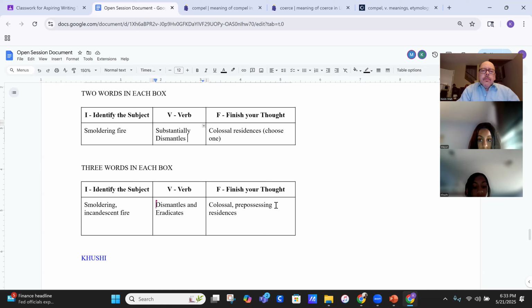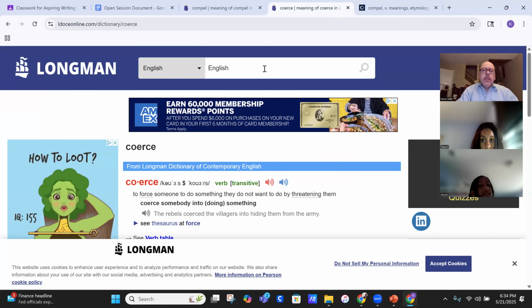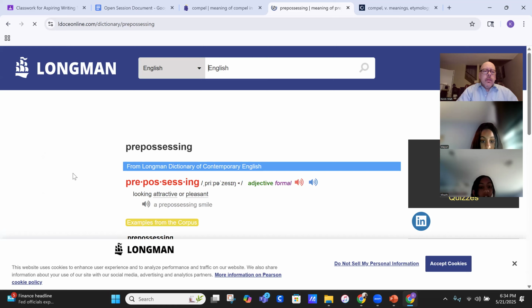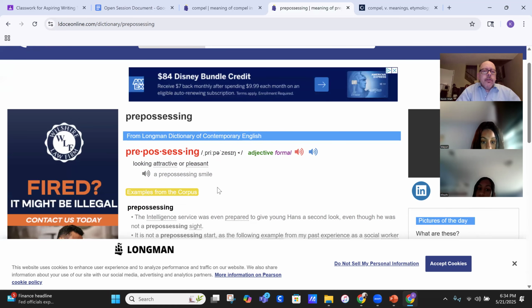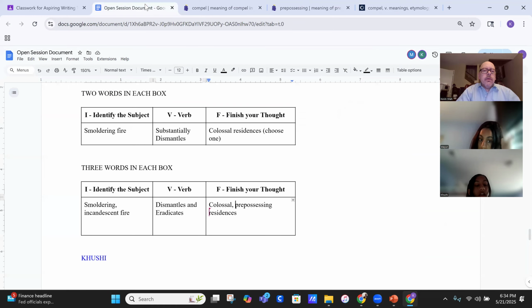If you want to say prepossessing, I think she means alluring or attractive. Yeah, alluring. That's the word I was looking for, but I've never heard that word before. I learned a new word today. Very nice. Alluring or prepossessing are the same, whatever. Oh, okay.